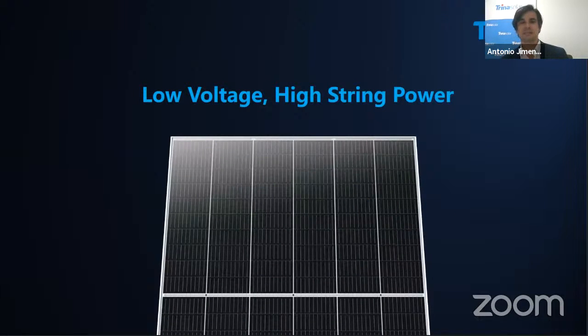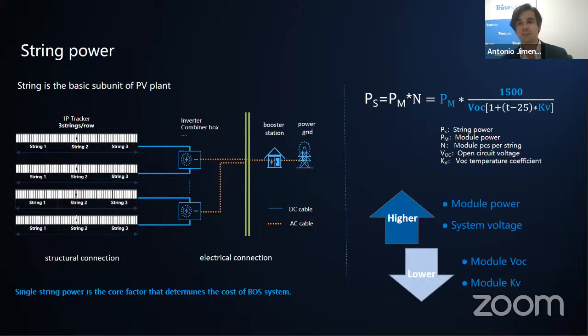And then the main characteristic: the 210 cell has a high power, and because it is so big, it has a low voltage. This allows, most importantly, more power per string. The string is what makes the basic subunit of the PV plant. All the evolution of performance has gone into higher currents, which means higher energy, because it is very clear.